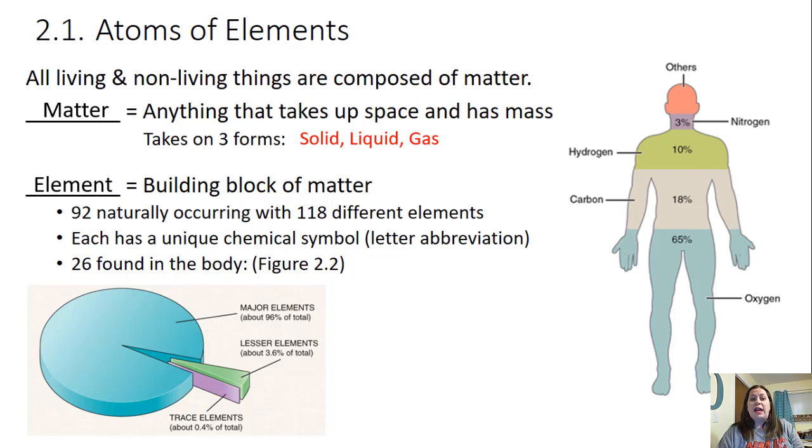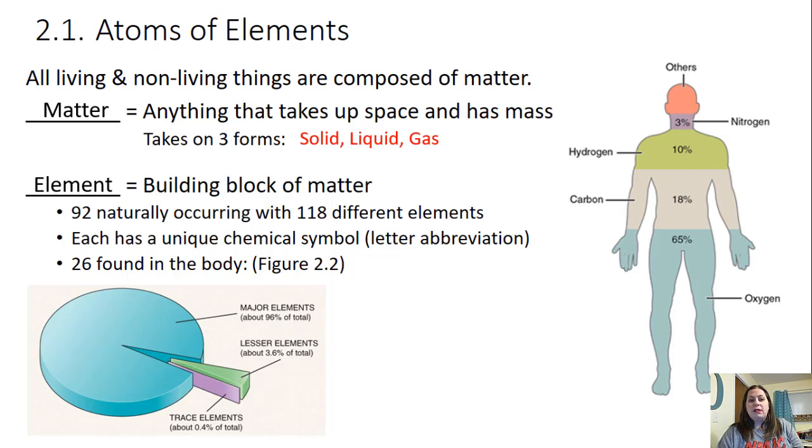There are 92 naturally occurring elements with 118 different elements. Each has a unique chemical symbol. We represent this with a letter abbreviation. 26 of them are found in our body. Now this is important because these 26 are required in order for us to survive.